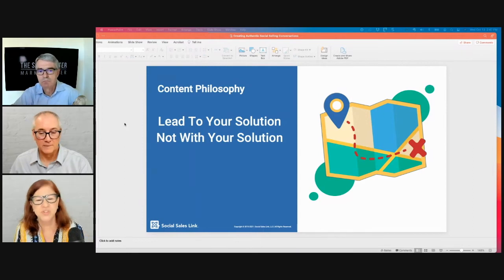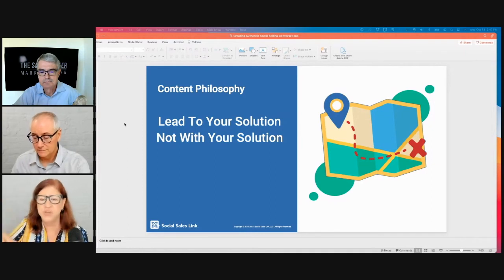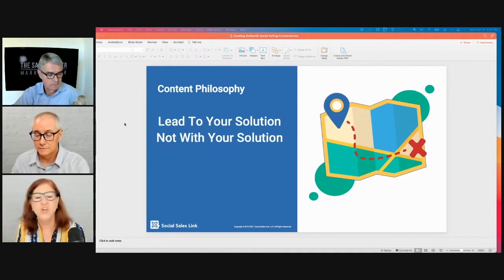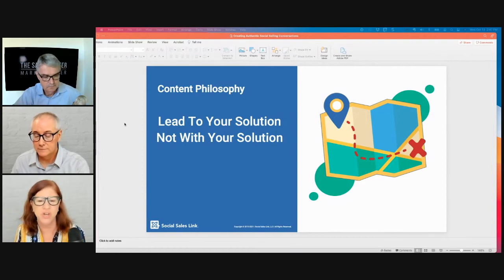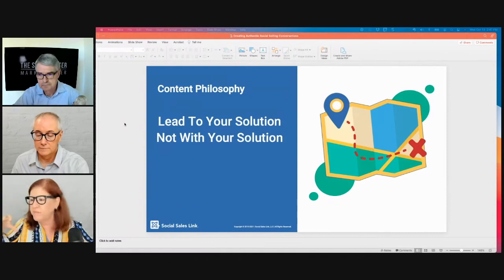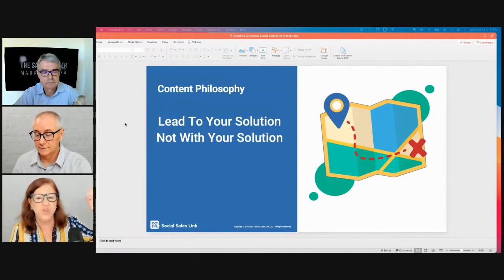So here's the problem. We go out and we lead with our solution, meaning we help people do this. Here's what we do. Here are features. Unless they are actively looking for your solution right this very moment, they don't care about this. So we need to lead to our solution. We need to, and this is the value, drop breadcrumbs, ultimately leading them to it. So more value, more value, more value.